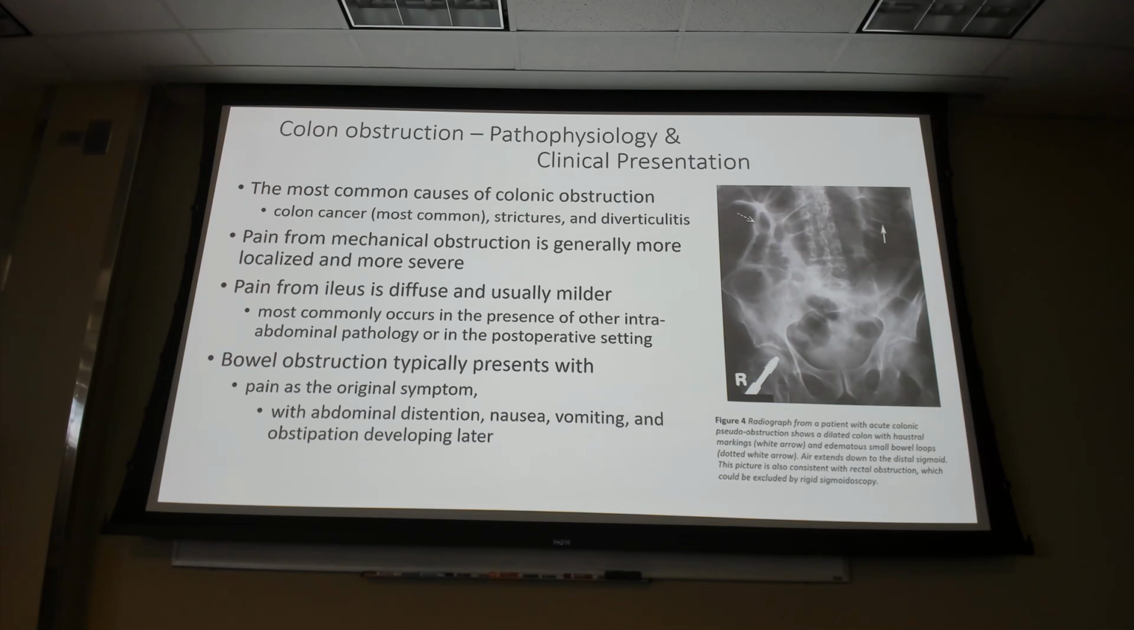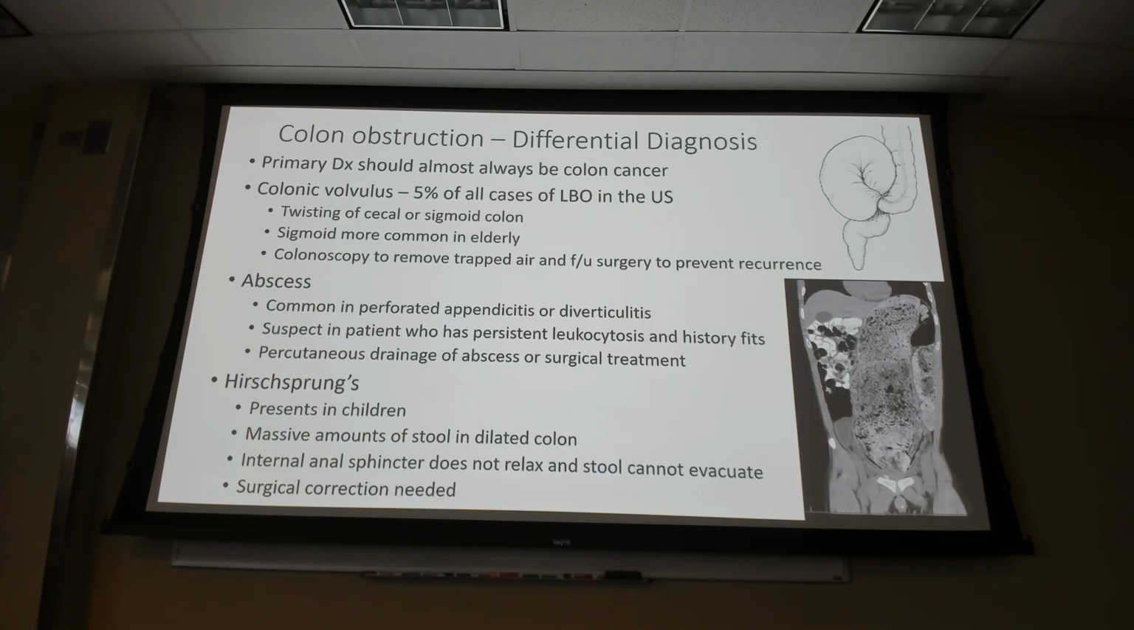Is this in the post-op setting? Did they have any sort of prior surgeries in the past? Which is important to consider, but typically they're going to have the nausea, vomiting, abdominal pain, and distension. So if you have colon obstruction, you should always consider some form of colon cancer. Obviously, patient history is important, and their age.